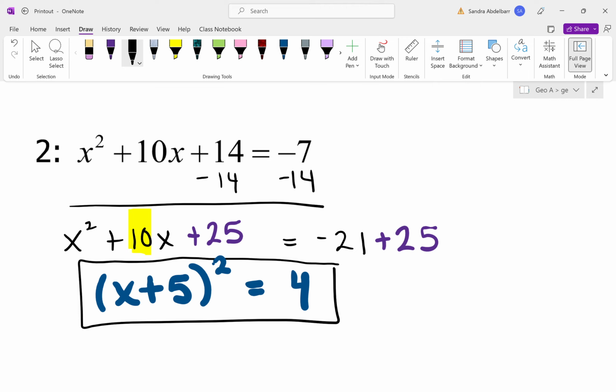Is it always going to be like an x plus whatever squared, or can it be not squared? The whole point of this is to have it squared. So if it's not squared, that means we did something wrong.